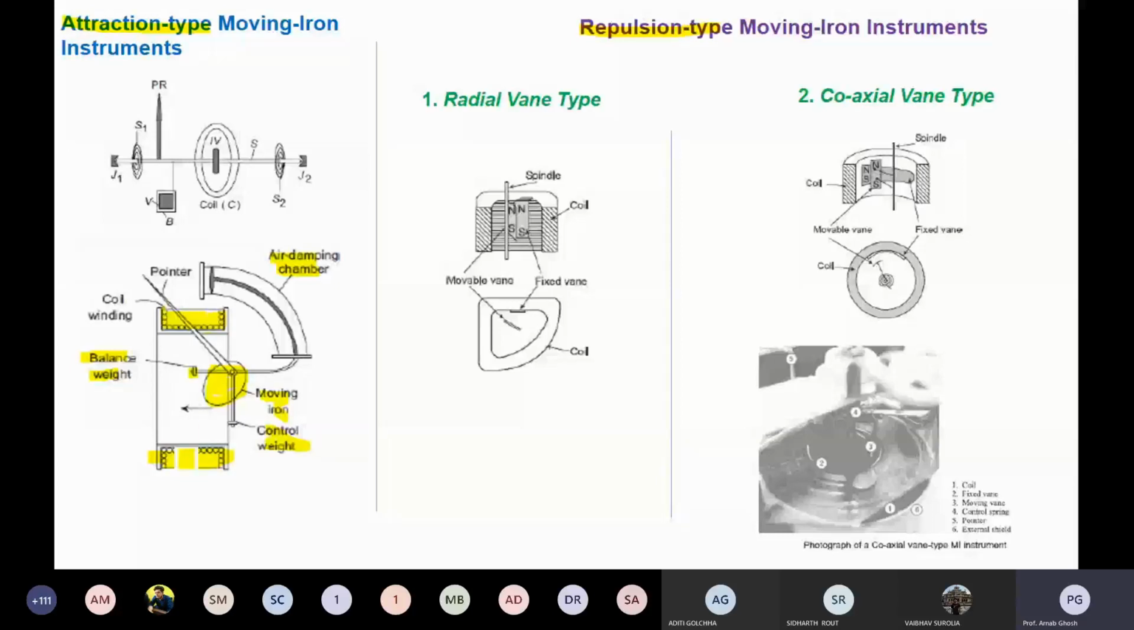All of you can understand, as per the direction of the current flow through that coil, if one side is north pole, definitely the other side will be south pole. Then if you see, one moving iron is connected over here, so definitely one side will be attracted. Due to the attraction force, that may cause movement of the pointer.